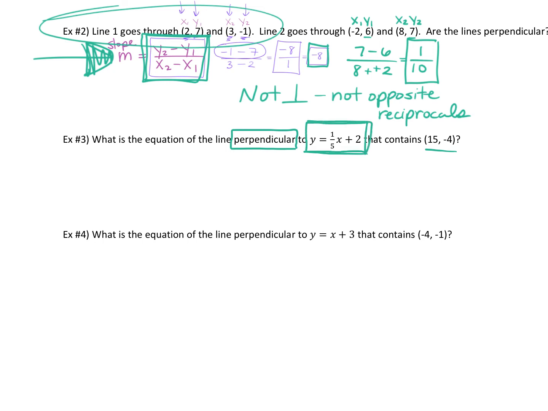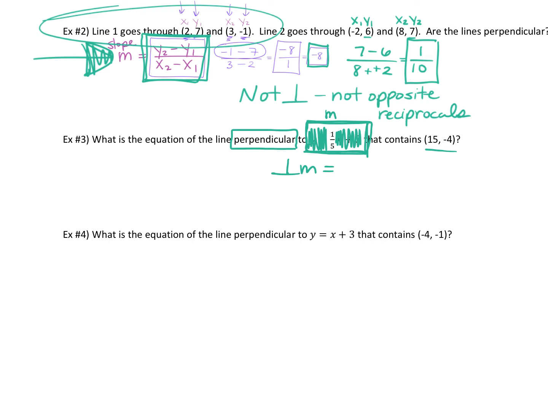Okay, here's your equation of the line we're currently working with. What's the slope of that line currently? 1/5. Okay, that's the only thing we care about in this equation. None of the rest of it matters. This is our slope. So we want our perpendicular slope to be what?